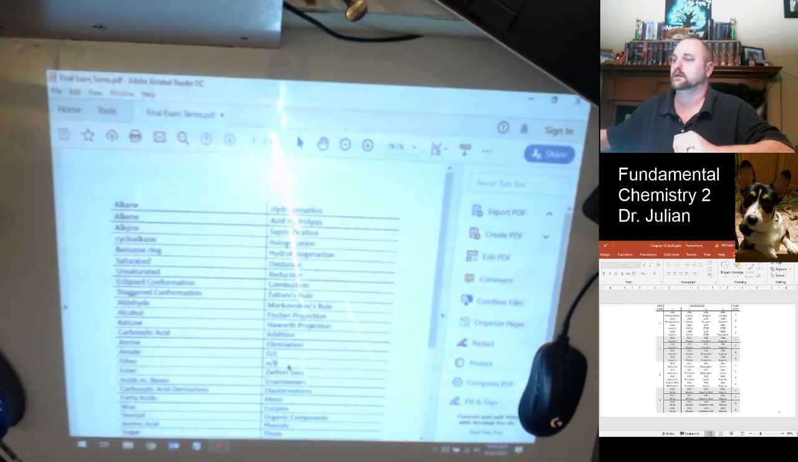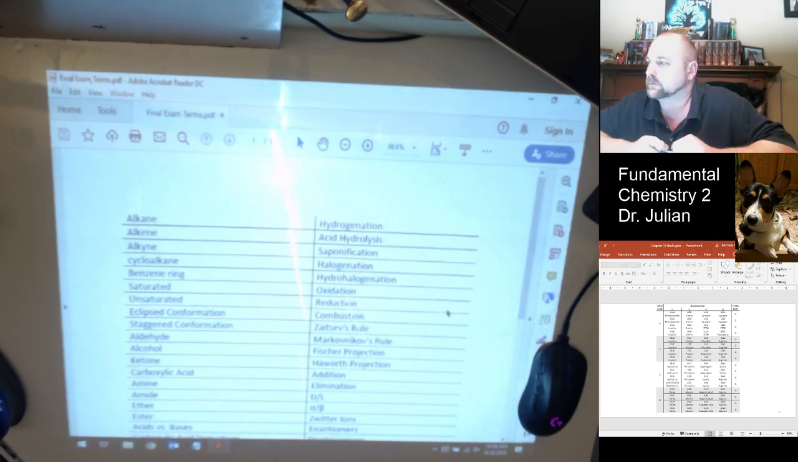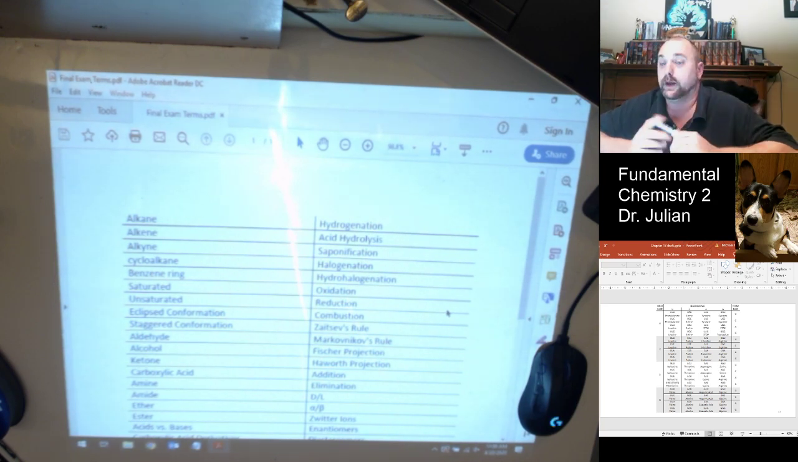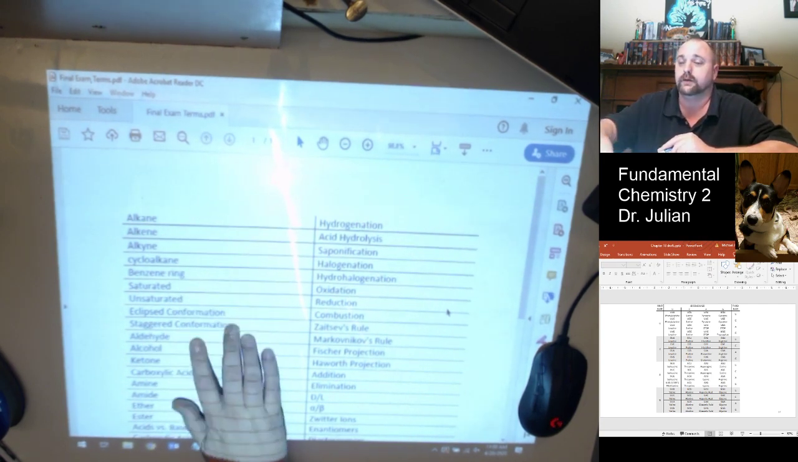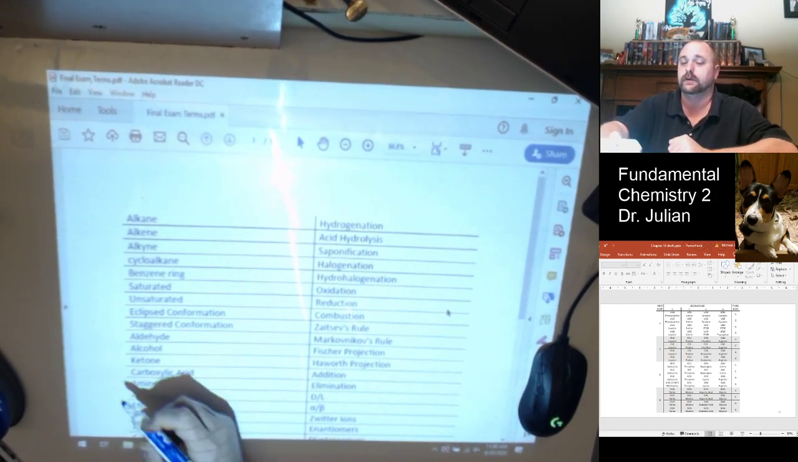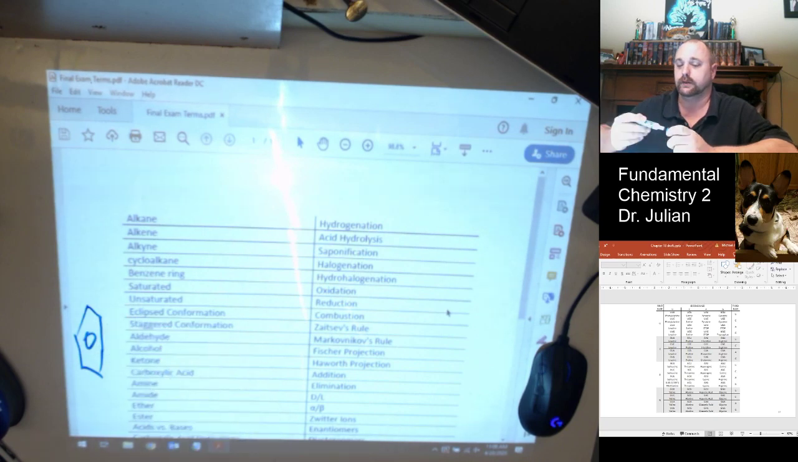Whoa, look at all this. So let's get rid of some of that so we can see. Okay, I'm going to go through each of these real fast and we'll kind of review them. Alkanes, we say carbons and hydrogens, all single bonds. Alkenes, carbons and hydrogens, when you've got a double bond. Alkyne, you've got a triple bond. Cycloalkane, you've got a ring. Benzene ring, you've got the characteristic aromatic ring.